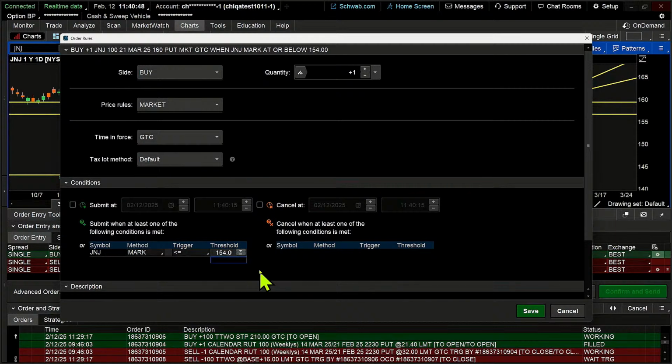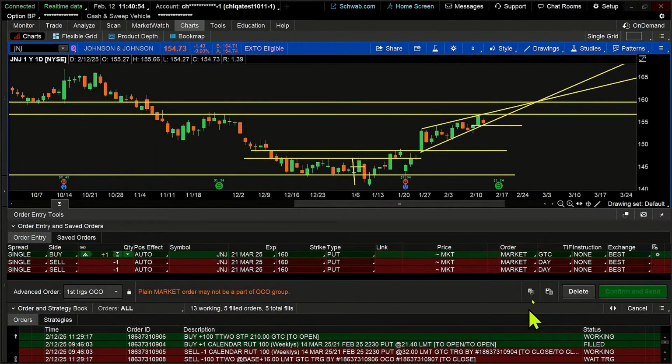All right, there we go, at or below 154, okay? And now we're going to click on save. That's our conditional order for that one. Now, to get out of this, we want to get out if it goes all the way down to our target, which in this particular case, we said was right down here at this support level at 148.